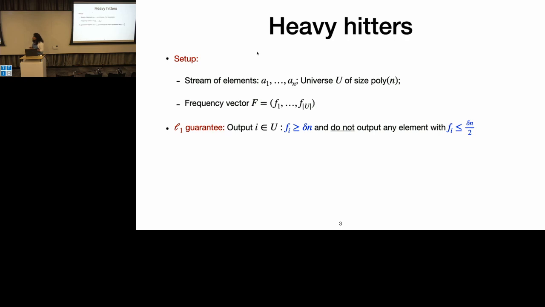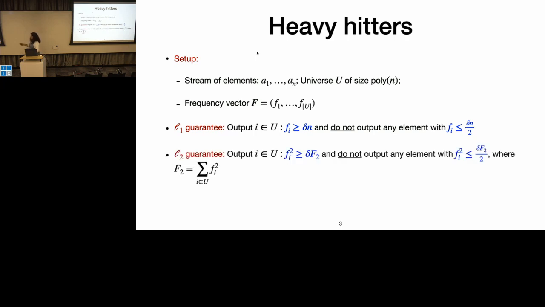Now, there are multiple ways in which you can define what a heavy hitter is, and here I will define a couple of guarantees. First is the straightforward L1 guarantee. It says that, say I fix some parameter delta, then I want to output every element that occurs in at least delta fraction of the stream. Stream length is n, so I want to output every element that has a frequency of at least delta n, and I don't want to output any element that's below half this threshold.